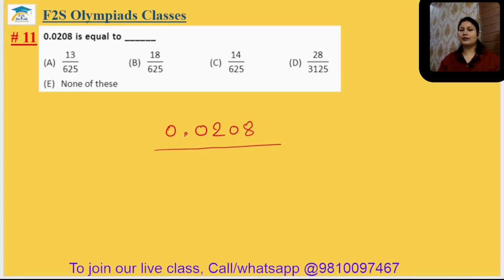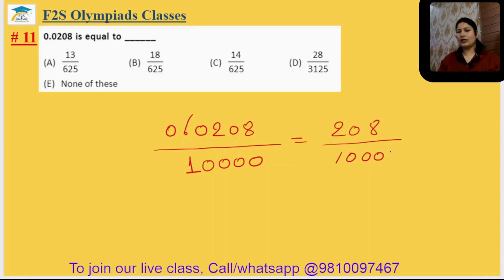To convert it to a fraction, remove this decimal and put 1. How many decimal digits are there? 1, 2, 3, 4. 4 digits. So we will put four zeros here. The answer is 208 upon 10,000. But we can see it is not available here.